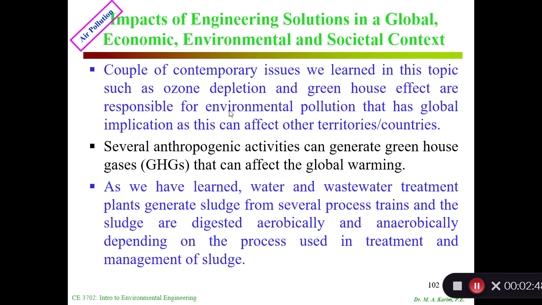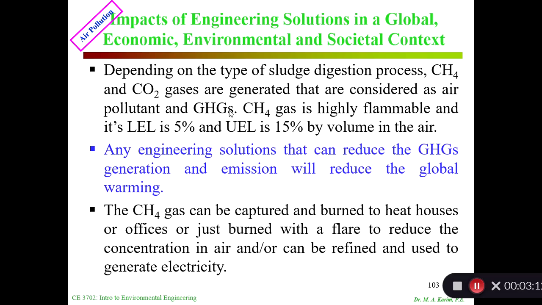So several anthropogenic activities can generate greenhouse gases that can affect global warming. As we have learned, water and wastewater treatment plants generate sludge from several process streams, and the sludge is digested aerobically and anaerobically, depending on the process used in treatment and the management of sludge. Depending on the type of sludge digestion, methane and carbon dioxide gases are generated that are considered air pollutants and greenhouse gases.